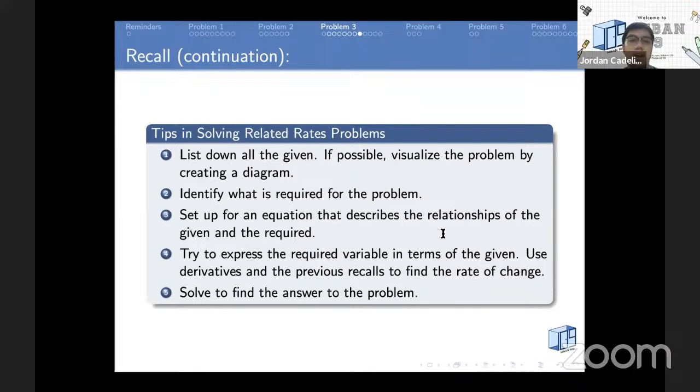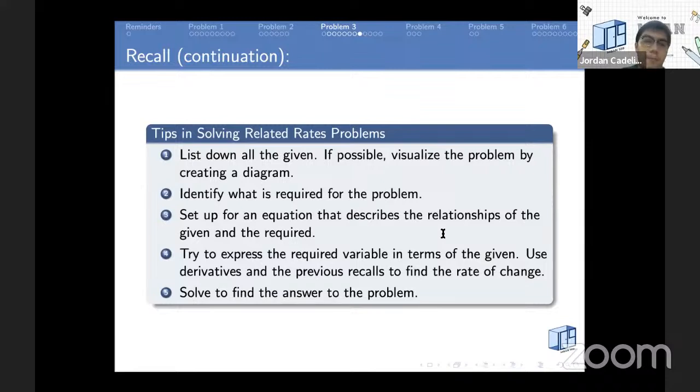List down all the given. If possible, visualize the problem by creating a diagram. We have a diagram later in this problem. Then, identify what is required for the problem. So let's say the given is S of t, and what you're looking for is V of t. So find what is required in the problem.